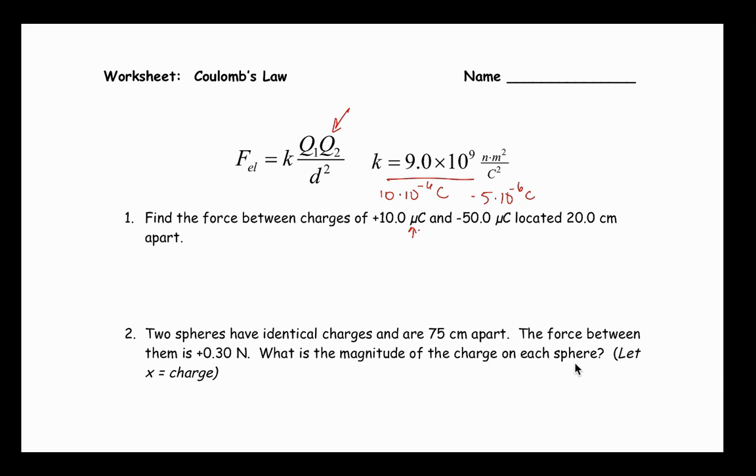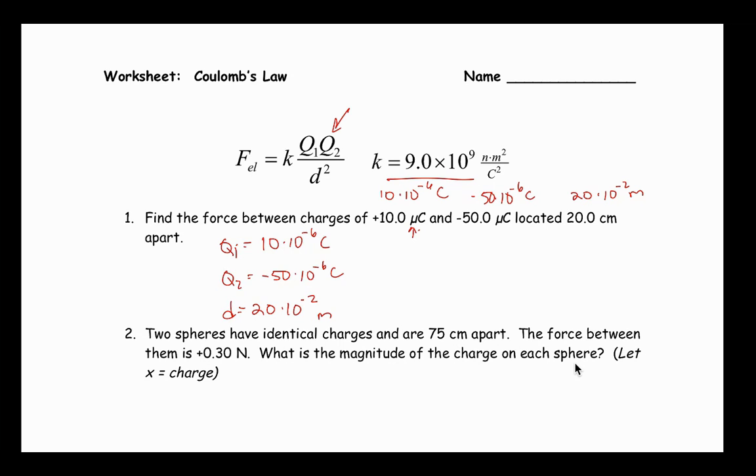Centimeters converted to meters would be 20 centimeters times 10 to the negative 2 meters. Centi means times 10 to the negative 2. So I know Q1 equals 10 times 10 to the negative 6 coulombs. Q2 is negative 50 times 10 to the negative 6 coulombs. And the distance D is 20 times 10 to the negative 2 meters.